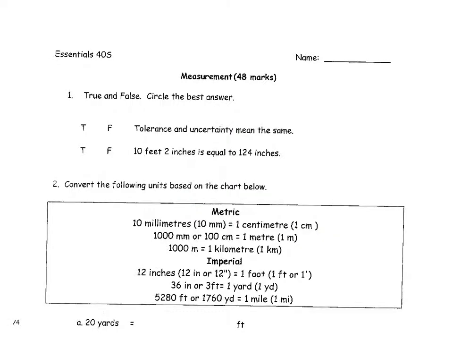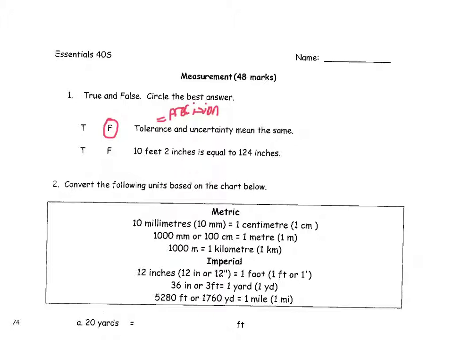Alright, so we've got the true-false section. The first true-false might be surprising to you in that the answer is actually false, because it seems like tolerance and uncertainty mean the same thing. They seem to be the same. But actually, tolerance is the same thing as precision. Okay, tolerance is going to equal precision. And uncertainty is actually half of precision. So uncertainty we could think of as half of tolerance.